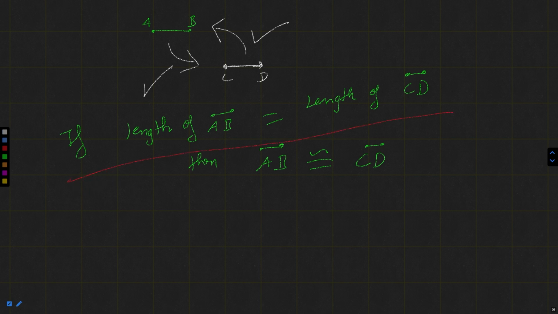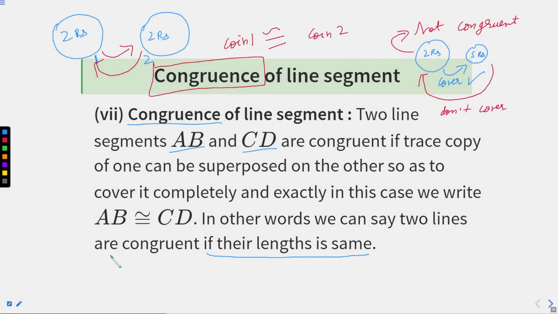If the two line segments have the same length, then we can easily say that they are congruent. Okay, I hope this is clear. So this was the last words from this paragraph. In other words, we can say that two lines are congruent if their length is the same. Okay, I hope this is clear.